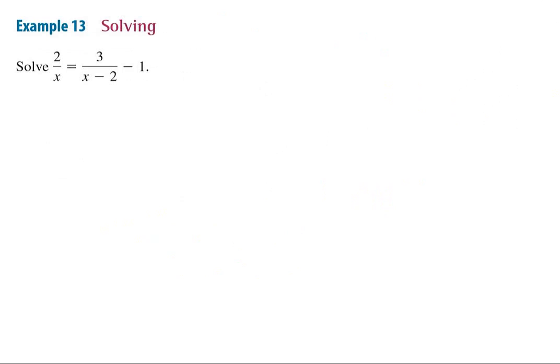All right, so example 13 here. Pretty straightforward, we just need to find the LCD. So our LCD, least common denominator, looks like it's going to be x times (x minus 2). So we're going to multiply everything by x times (x minus 2). 2 over x multiplied by our LCD, x times (x minus 2).